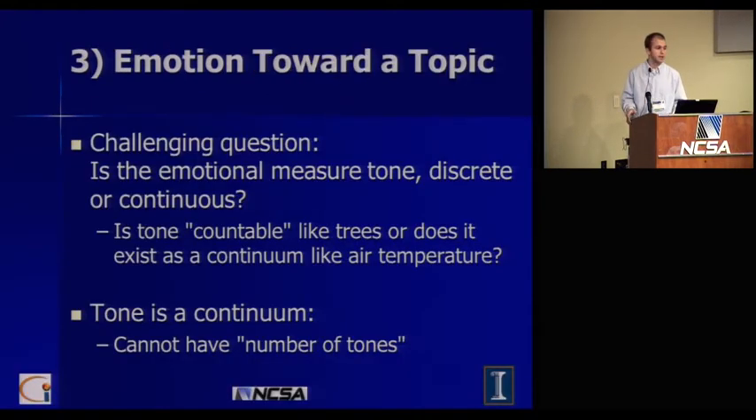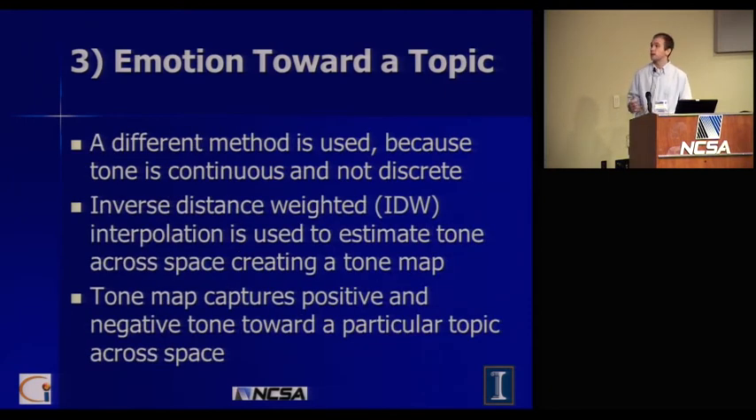The third element is probably the most challenging for us. The question became, and this kind of went around the group as we were speaking with Kalev, is the emotional measure, tone, discrete or continuous? We had arguments for both, and we worked through it. So the question becomes, is tone countable like trees, or does it exist like a continuum like air temperature? Eventually we decided that tone is a continuum because you can't really have a number of tones. So we actually had to change our method, and instead of using KDE, we switched to inverse distance weighted interpolation in order to estimate the tone.